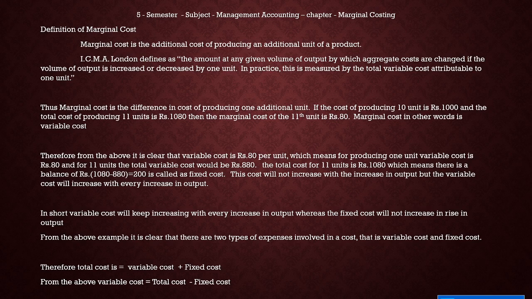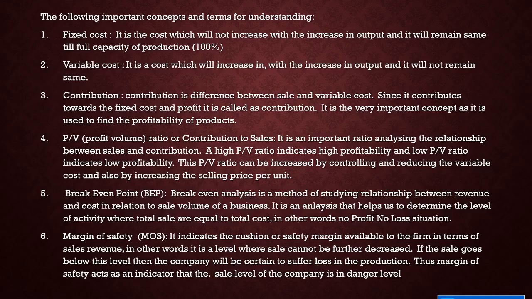Therefore, the total cost is nothing but the fixed cost plus variable cost, or variable cost plus fixed cost. Both mean one and the same. From the above, if I want to find the variable cost, I can take the total cost and subtract the fixed cost from that. Then I will get my variable cost.